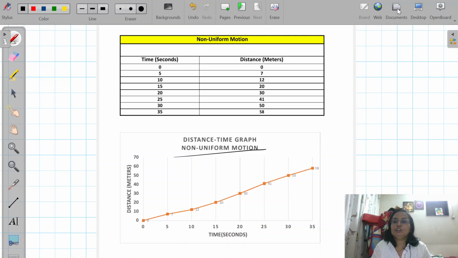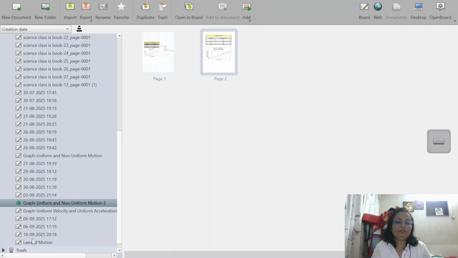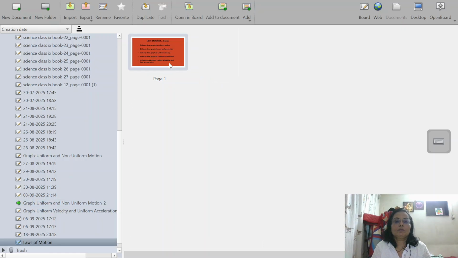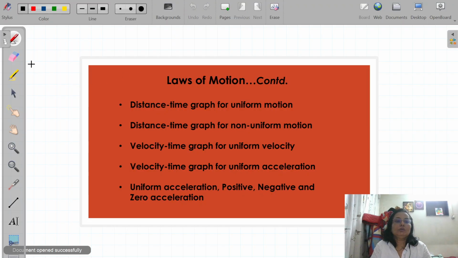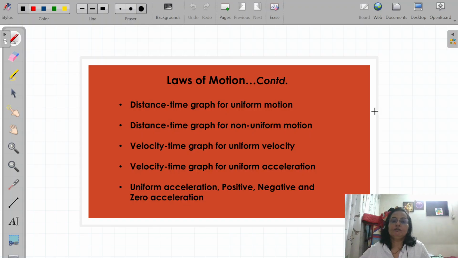Now let's move on to our next topic, but before that we will see how much we have covered now. So we have covered distance time graph for uniform motion. We have covered distance time graph for non-uniform motion. Now let's move on to our next topic, which is velocity time graph for uniform velocity. See, if the object is moving, it might be having some speed. So we are going to cover velocity time graph.